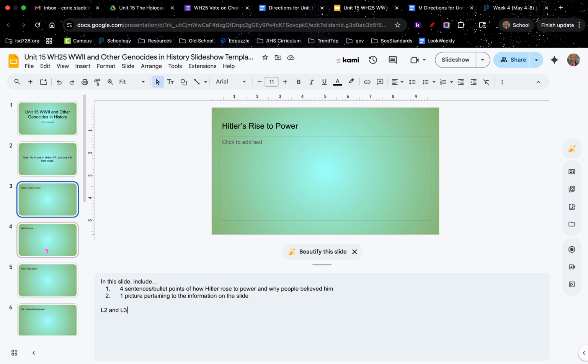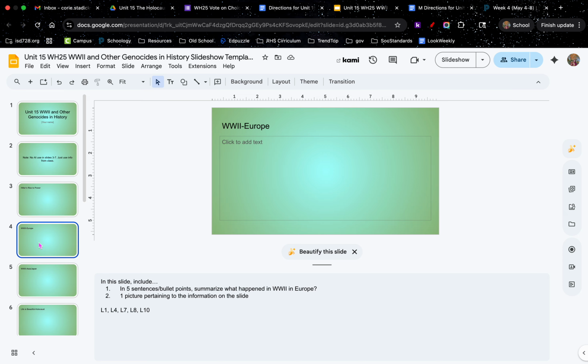All right, slide number 4, World War II Europe. In 5 sentences or bullet points, summarize what happened in World War II in Europe, and then a picture as well. You will get that information from lessons 1, 4, 7, 8, and 10. And then World War II, Asia/Japan. In 5 sentences or bullet points, summarize what happened in World War II in Asia/Japan, and then 1 picture pertaining to the slide. You can get that from lessons 5 and 6.